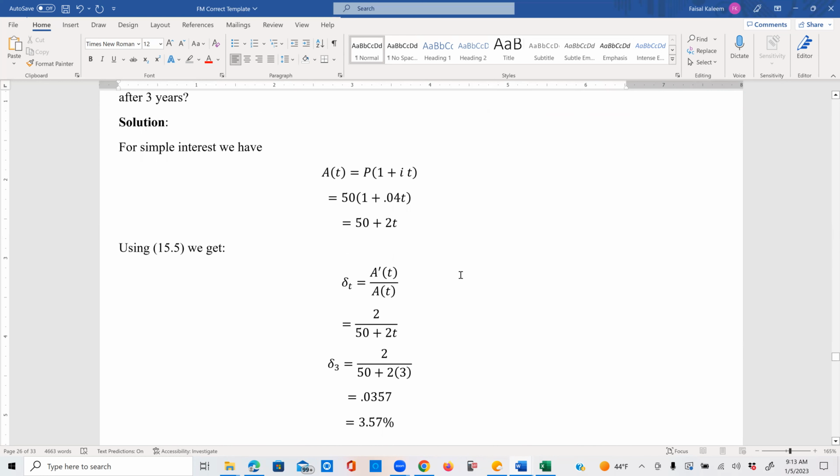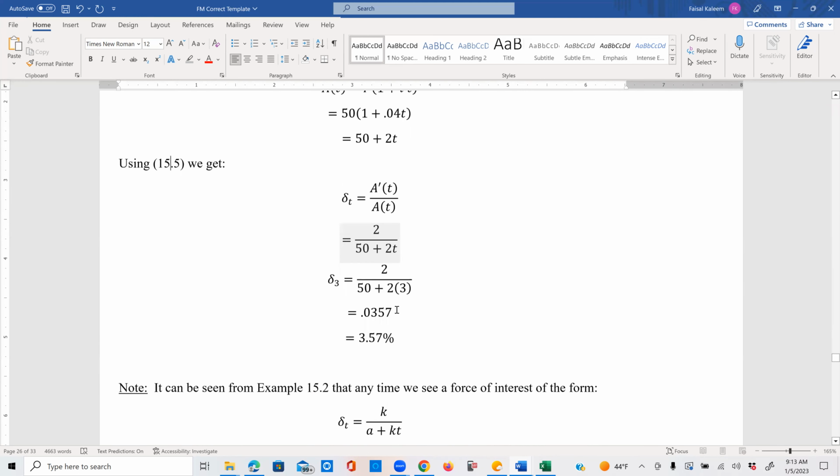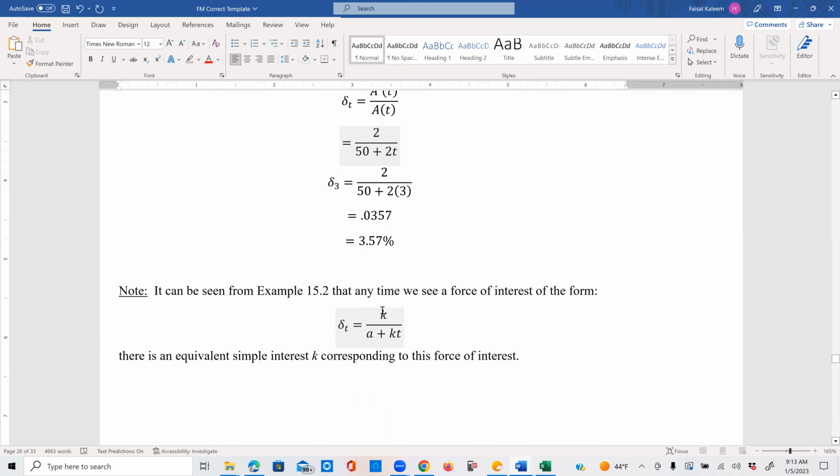And that is that, look at this force of interest. We had 2 over 50 plus 2t. Now, anytime you see a force of interest of the form k over a plus kt, that basically tells you that the underlying interest is simple interest of k. And this actually will be very useful in the SOA problem that we are going to solve in this lesson.